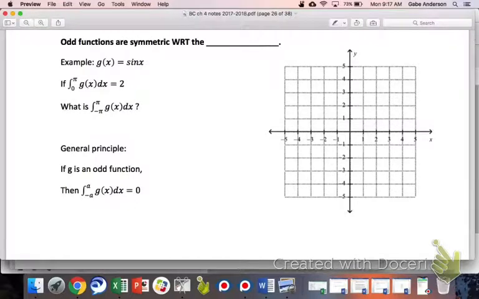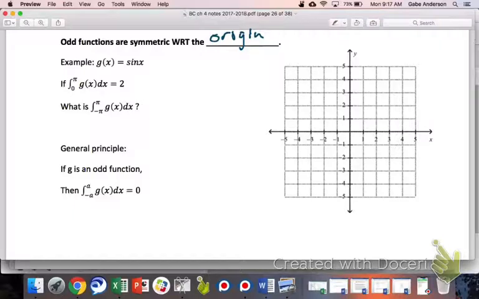Odd functions are symmetrical, not with respect to the y-axis, but with respect to? Good, I couldn't mess you up. I was just going to see if you were going to say x-axis. So origin is correct. What am I thinking? I can't fool you guys.